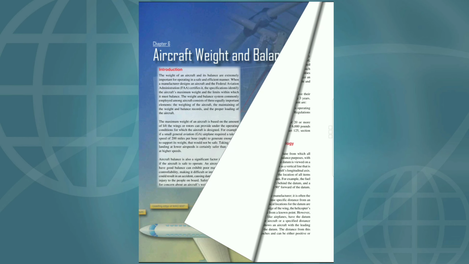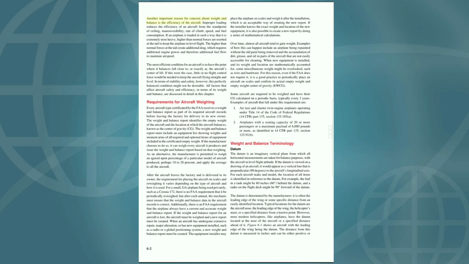6-1. Another important reason for concern about weight and balance is the efficiency of the aircraft. Improper loading reduces the efficiency of an aircraft from the standpoint of ceiling, maneuverability, rate of climb, speed, and fuel consumption. If an airplane is loaded in such a way that it is extremely nose-heavy, higher than normal forces are exerted at the tail to keep the airplane in level flight. The higher than normal forces at the tail create additional drag, which requires additional engine power, and therefore additional fuel flow to maintain airspeed.